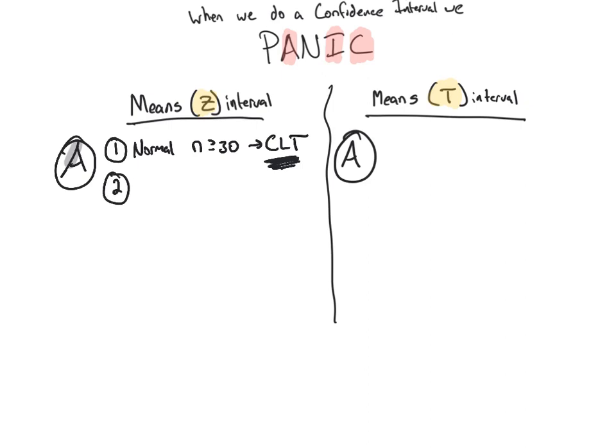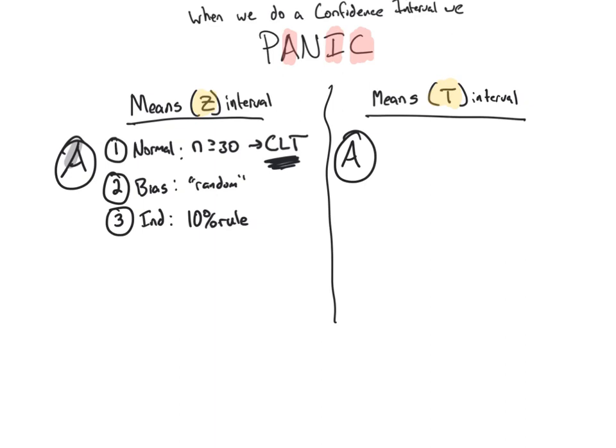Number 2, the bias check, we're always going to be looking for random. And then number 3, the independence check, we're going to be using the 10% rule. So nothing too new about that. But the question is, when do I use a z interval and when do I use a t interval?